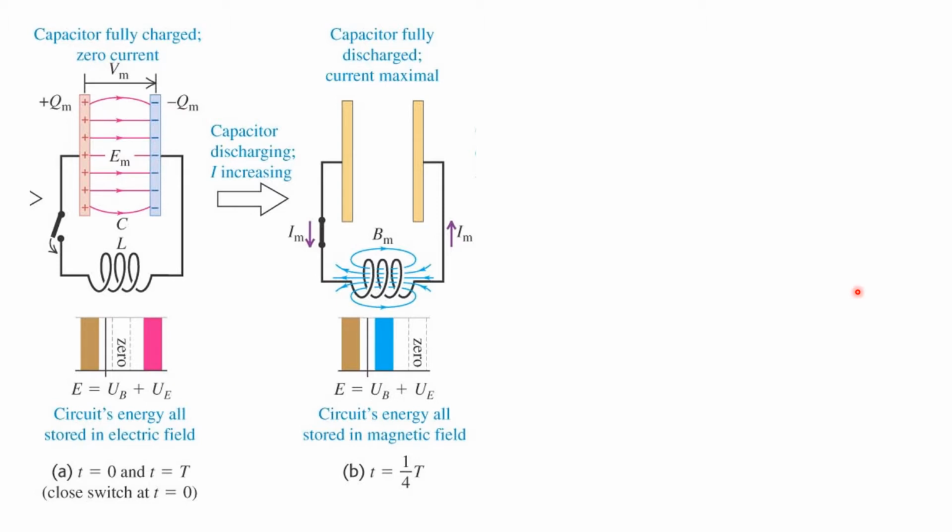Now let's carefully analyze your LC circuit with these images here. In the beginning, you have a capacitor that is fully charged with zero current. In this sense, the circuit's energy is all stored in the electric field in your capacitor. At time equals 0, you close your switch here. As you close your switch, the capacitor starts discharging through your inductor.